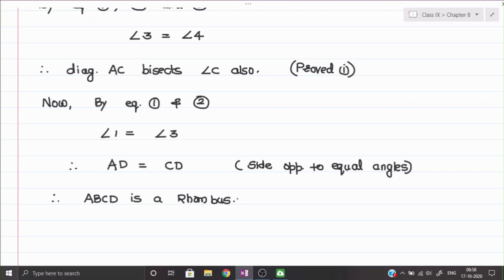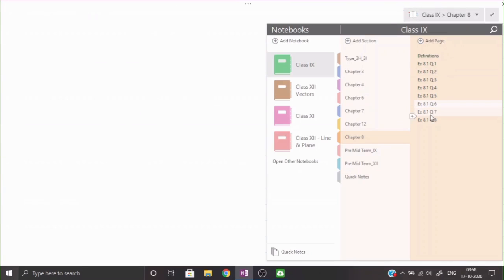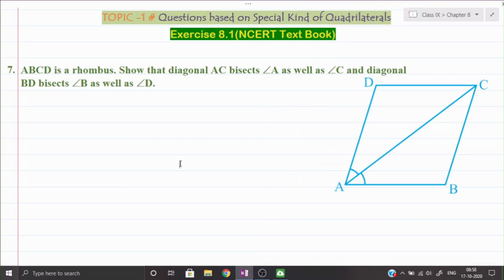AD and CD are equal, then AD is already equal to BC, so CD will be also equal to BC, and CD is equal to AB, so AD and AB and BC will be also equal, that means ultimately all four sides are equal. So hence we can say that all four sides are equal, it will be a rhombus. So this way we have completed the question number 6th. Last question we'll do of today, that is question number 7th. Quickly we'll try to finish it.